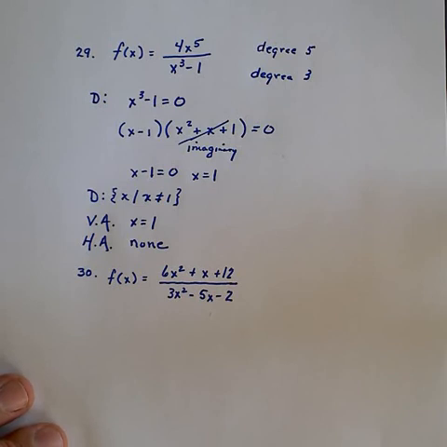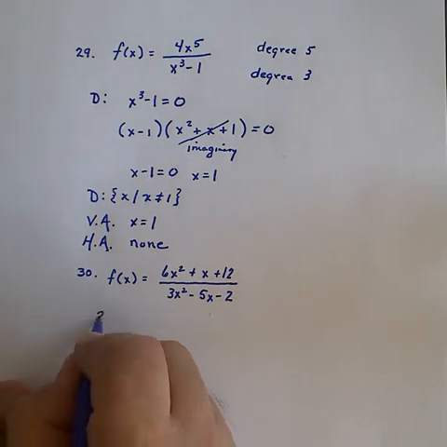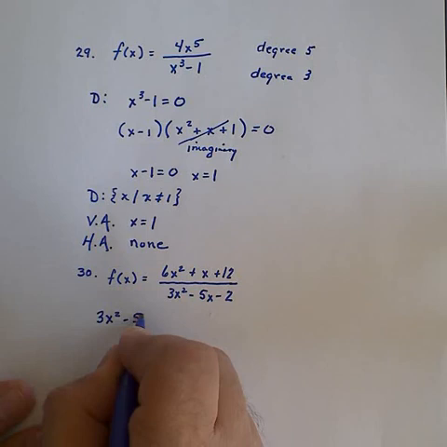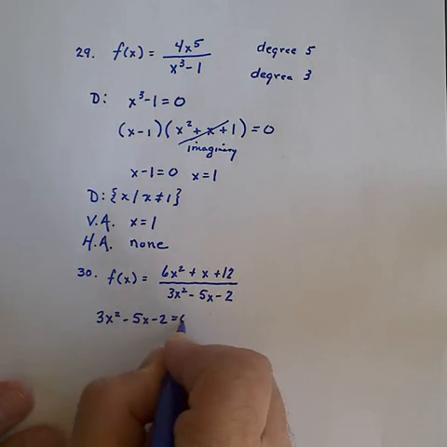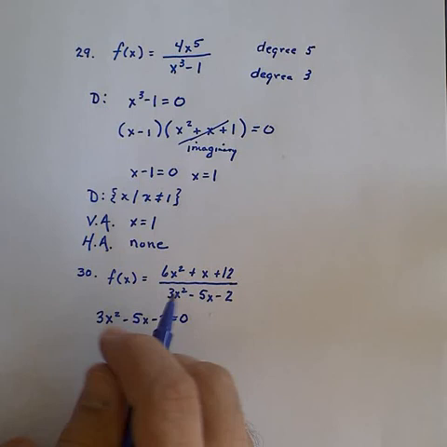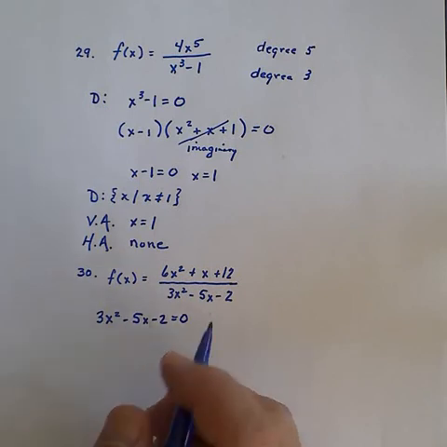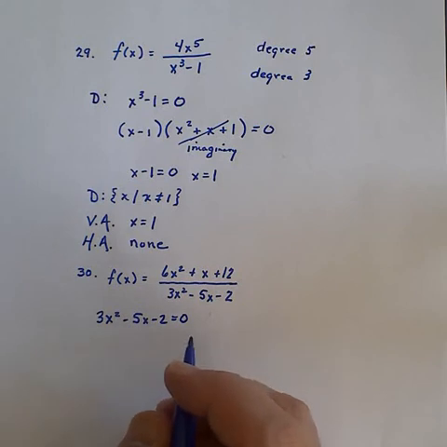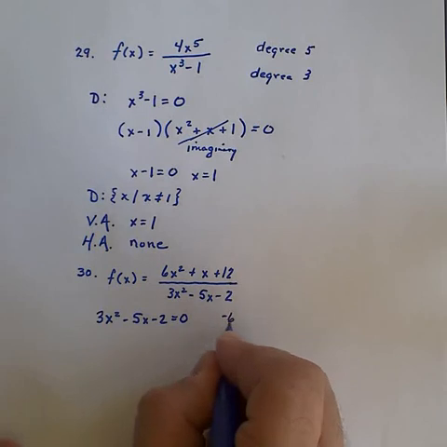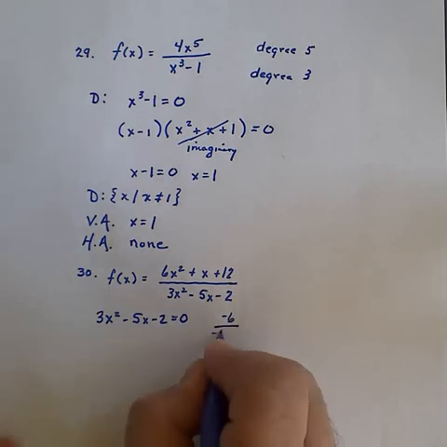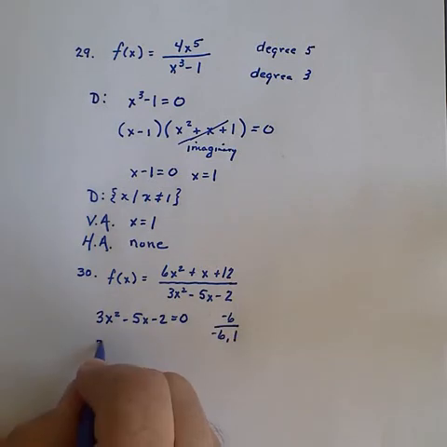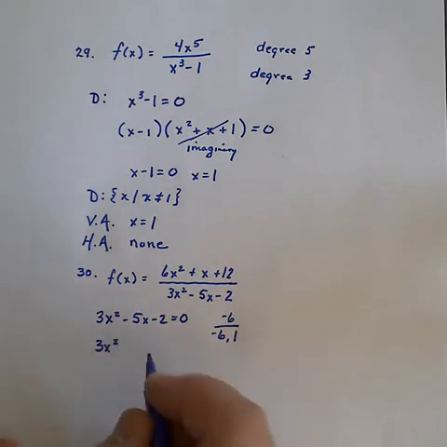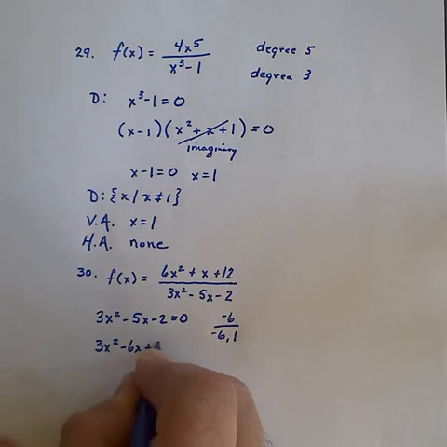Now on number 30, 6x squared plus 6, again, start out with the domain. So 3x squared minus 5x minus 2 equals 0. This time I have to use the AC method. If I multiply 3 and negative 2 together, you get negative 6. And the factors of negative 6 that add to negative 5 would be negative 6 and 1. So 3x squared minus 6x plus 1x minus 2.